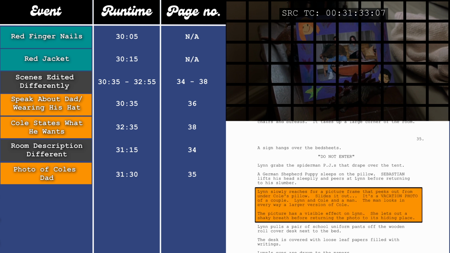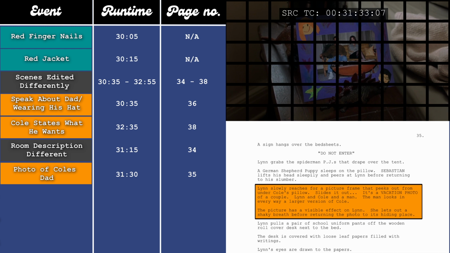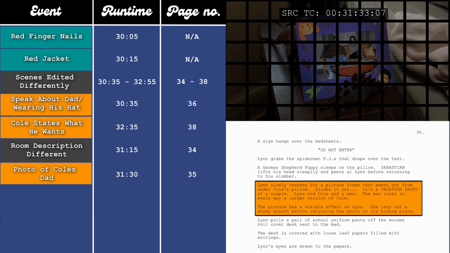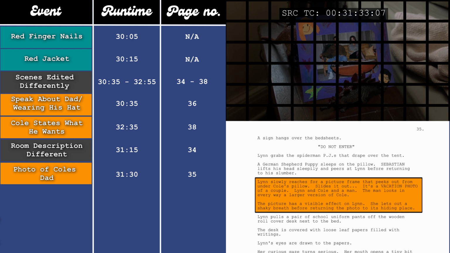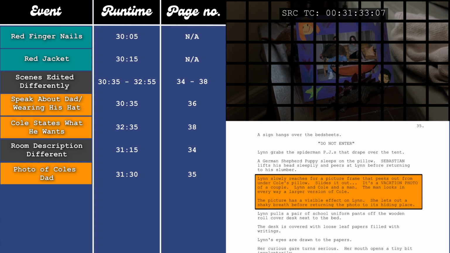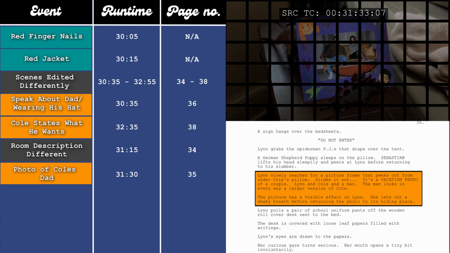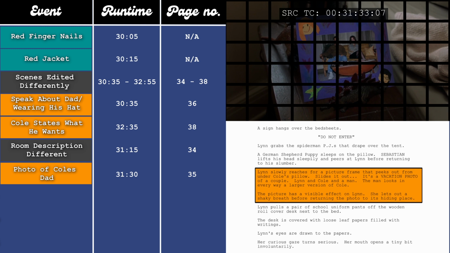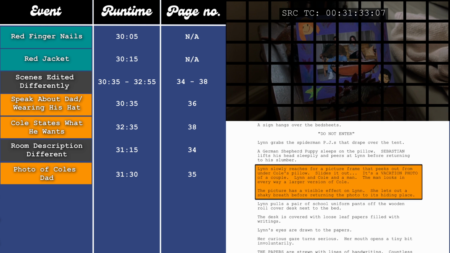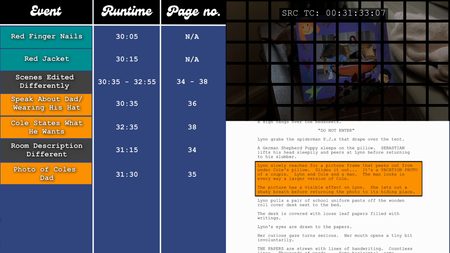It reads, Lynn slowly reaches for a picture frame that peeks out from under Cole's pillow. Slides it out. It's a vacation photo of a couple, Lynn and Cole and a man. The man looks in every way a larger version of Cole. The picture has a visible effect on Lynn. She lets out a shaky breath before returning the photo to its hiding place.